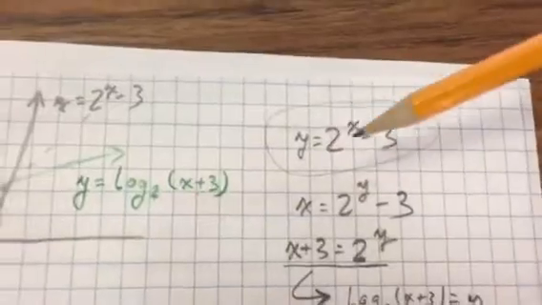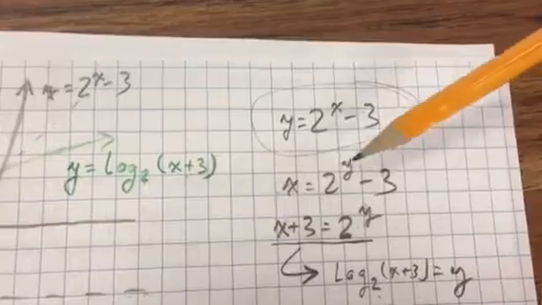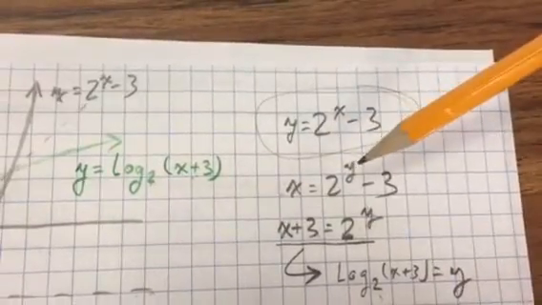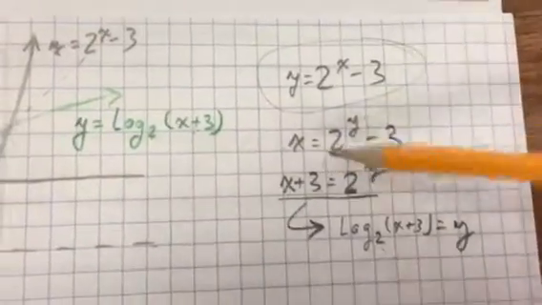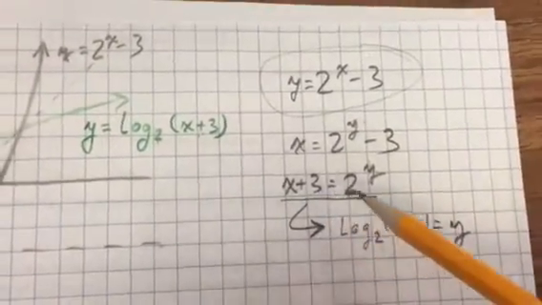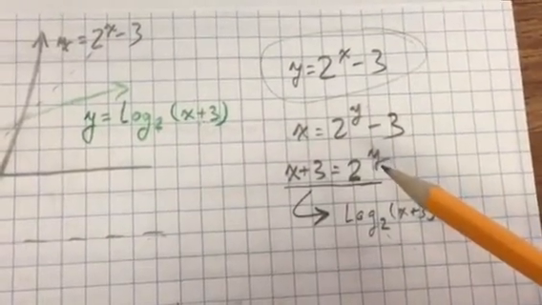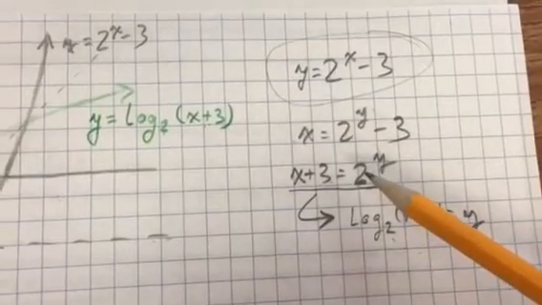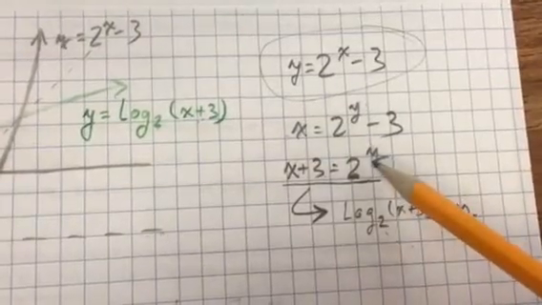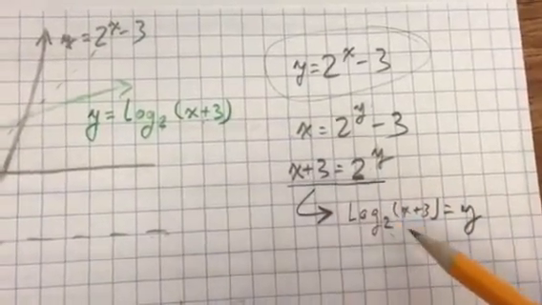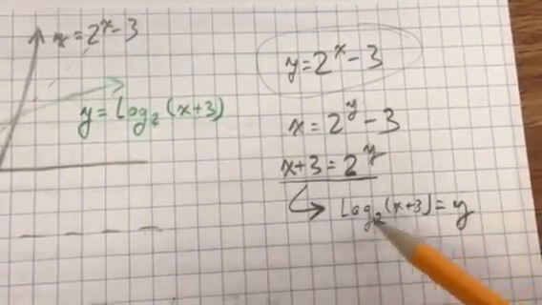So here's my equation of the exponential function, y equals 2 to the x minus 3. To find the inverse, you just switch x and y, and now we're going to solve for y. So x equals 2 to the y minus 3. I'll just add 3 to both sides, so I get x plus 3 equals 2 to the y. And the only way to take this into a y equals kind of an equation is to use logarithms. The base is 2, the exponent is y, so I know it's 2 to the y, and 2 to the y, according to this, equals x plus 3. So it's log base 2 of x plus 3 equals y. This is my inverse function.